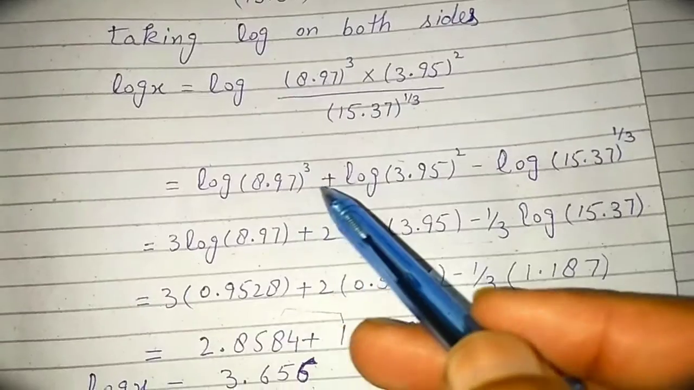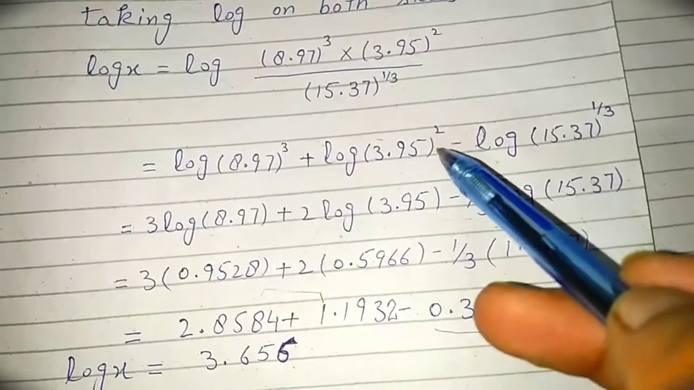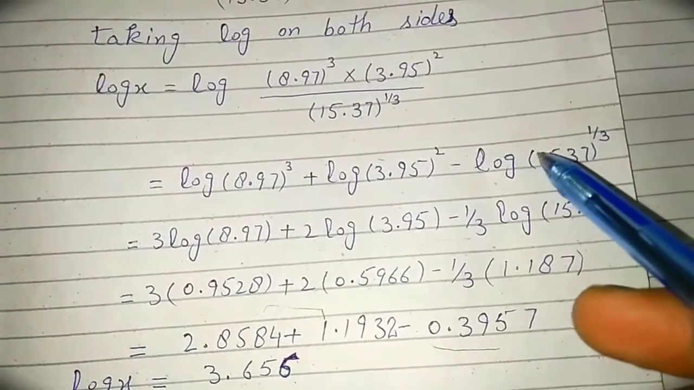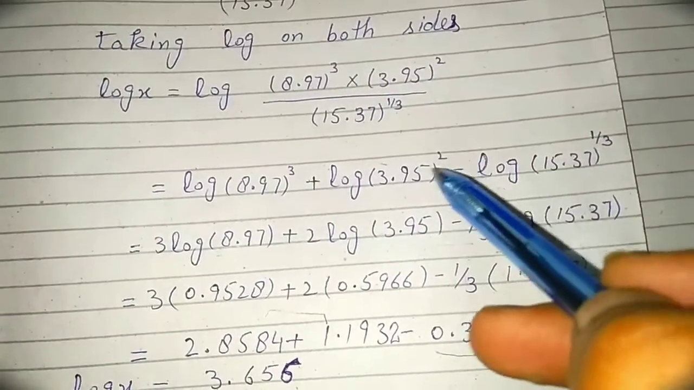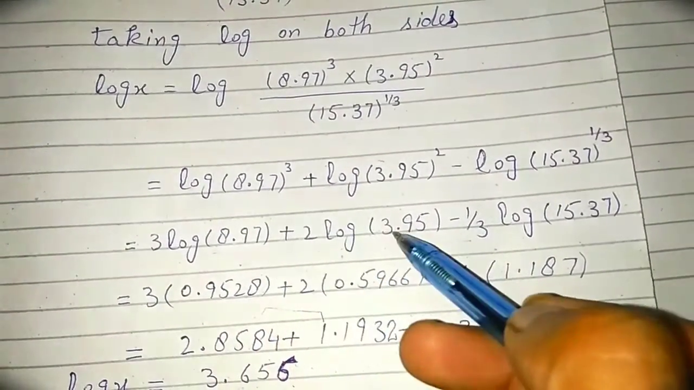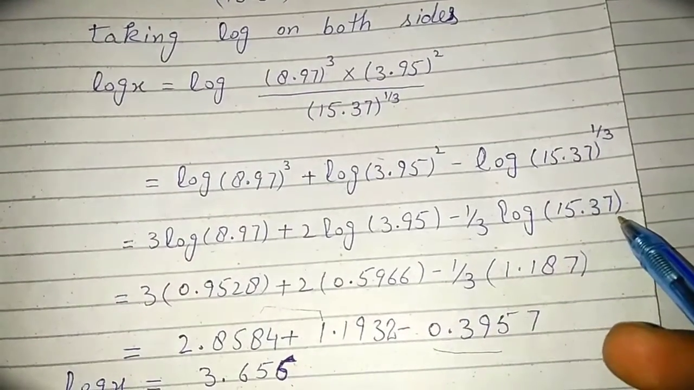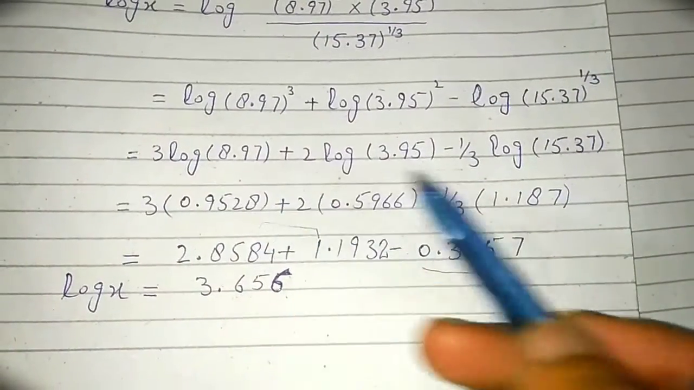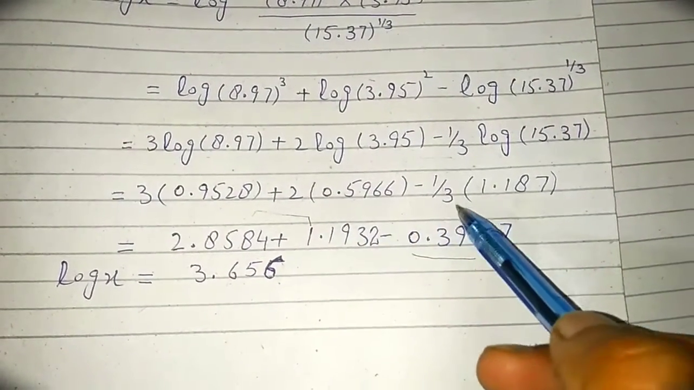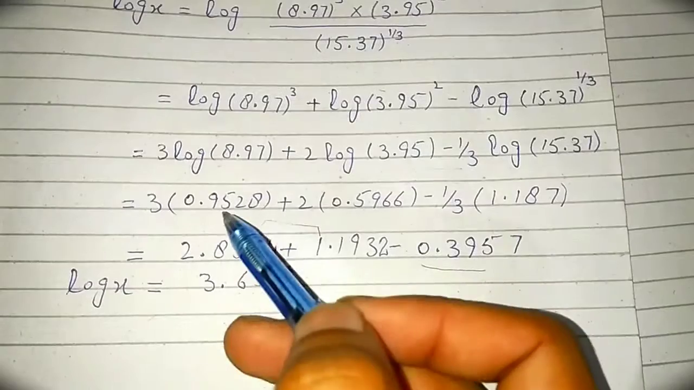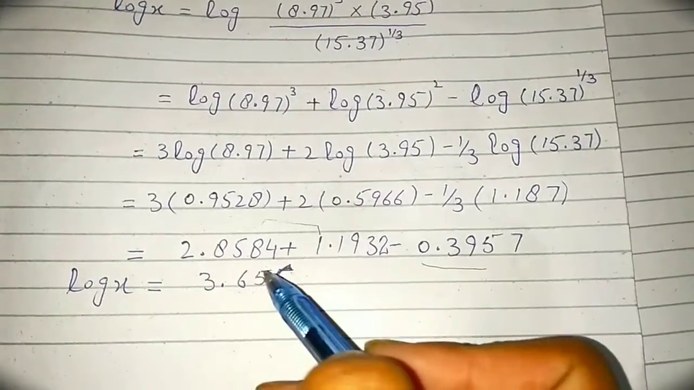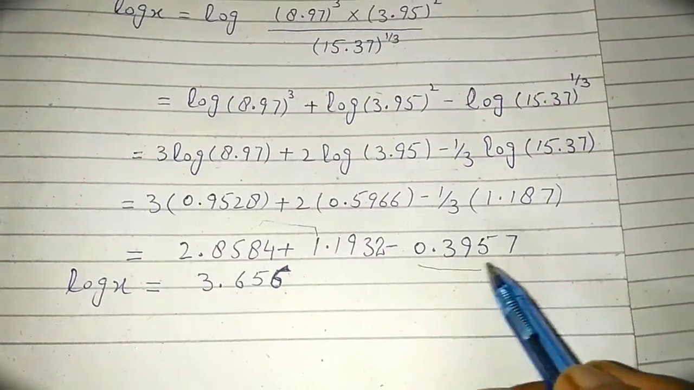So we will get log of 8.97 whole to the power 3 plus log of 3.95 whole to the power 2 minus log of 15.37 whole to the power 1 by 3. Now using the third law of logarithm, bring these powers before the log and it will become 3 log 8.97 plus 2 log 3.95 minus 1 over 3 log 15.37. Now calculating log of these values, we will get 3 into 0.9528 plus 2 into 0.5966 minus 1 over 3 into 1.187. Now multiplying these logarithm values with their respective values, we will get 2.8584 plus 1.1932 minus 0.3957.